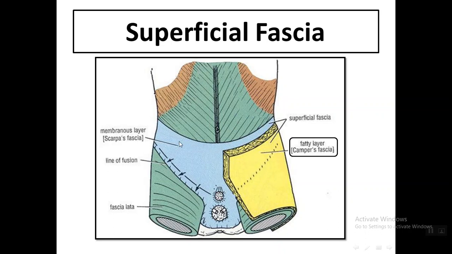But the deep membranous layer of the anterior abdominal wall, as it descends to the lower limb, just 1 finger breadth below the inguinal ligament, it will fuse with the deep fascia of the lower limb. This is the membranous layer of the anterior abdominal wall. As it descends to the lower limb, it will fuse with the fascia lata or the deep fascia of the lower limb, just 1 finger breadth below the inguinal ligament.